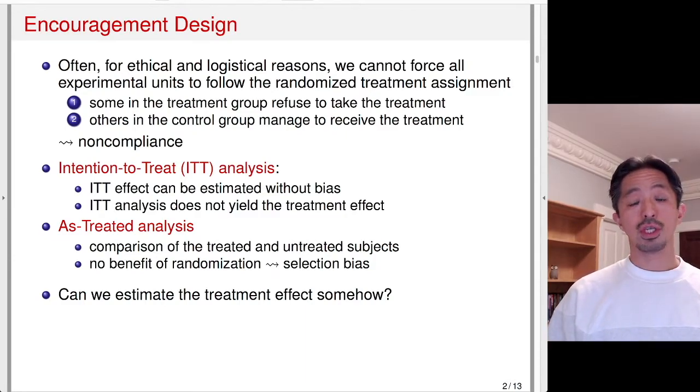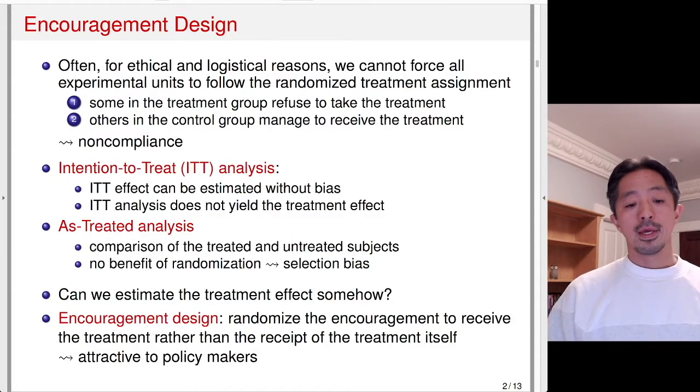Before we go into the detail, I want to emphasize that this encouragement design, where the encouragement to receive the treatment is randomized, is a very effective experimental design. In fact, in many field experiments, it's difficult to randomize the receipt of the treatment itself. Often, policymakers may not feel comfortable randomly selecting who receives the treatment.